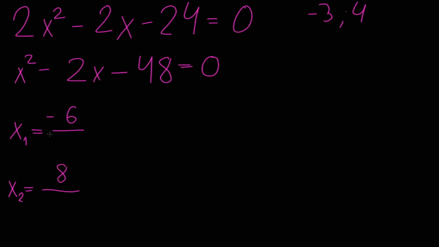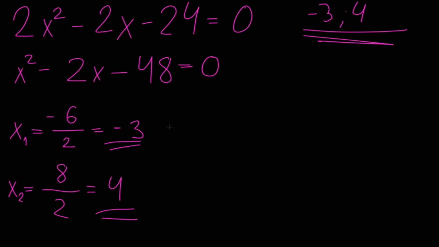But we must not forget to divide these two roots with this 2 that we used to multiply 24 with. So let's put this 2 under here, equals 4, equals minus 3. And these are the same roots that we got using the discriminant method.